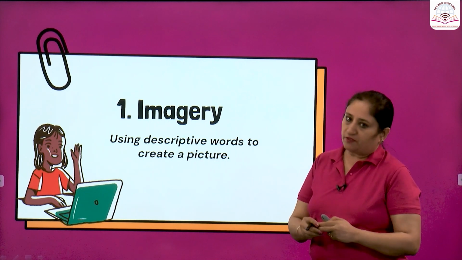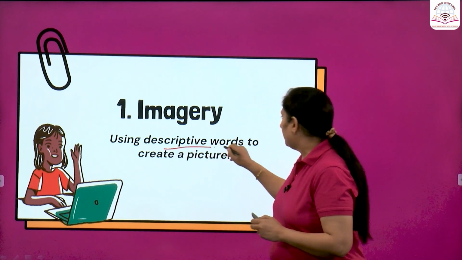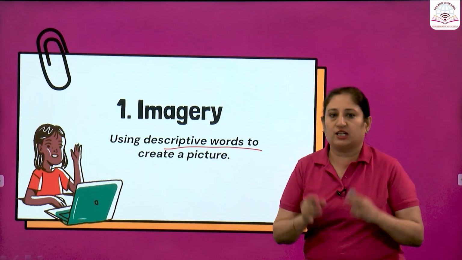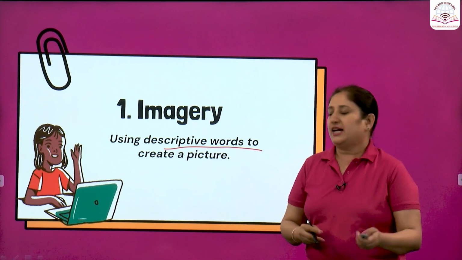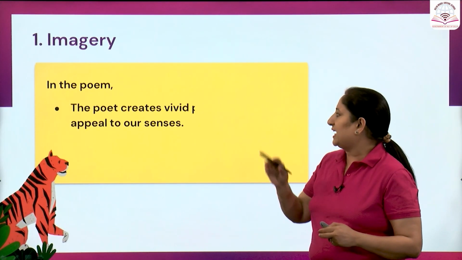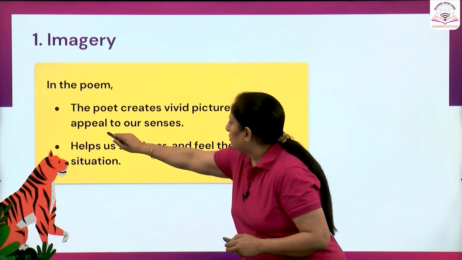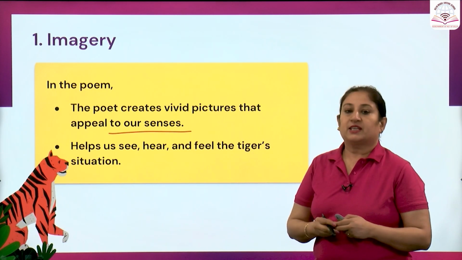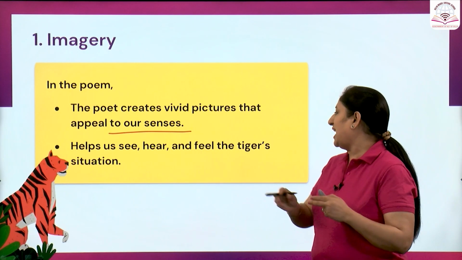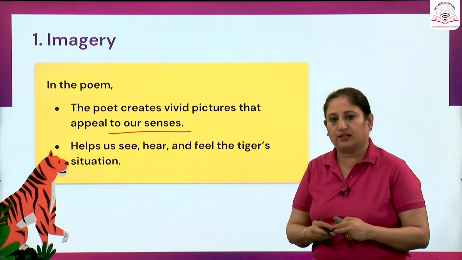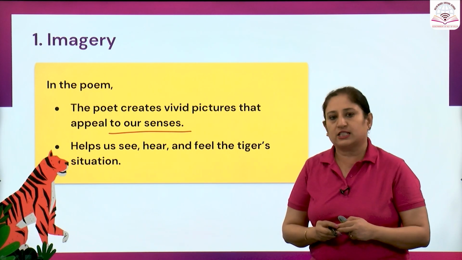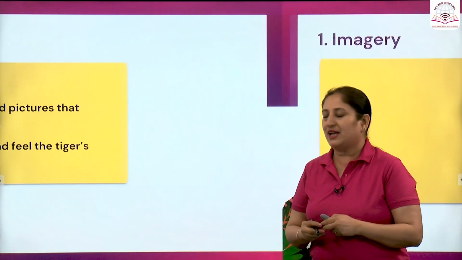By imagery, we mean using descriptive words to create a picture in the reader's mind. And in the poem, we can see that the poet creates vivid pictures to appeal to our senses. It helps us see, hear and feel the tiger's situation. Now let's try to understand this with a few examples from the poem as well.